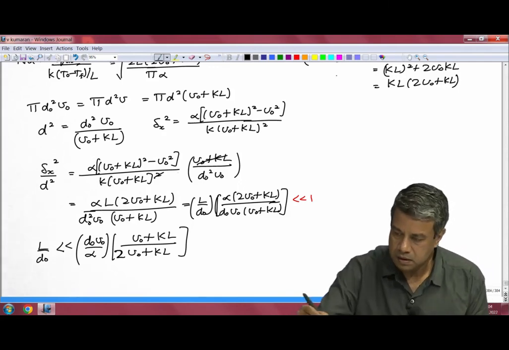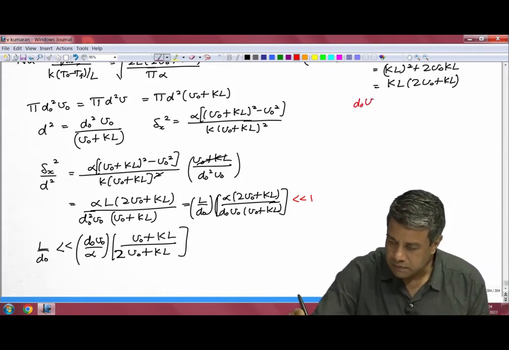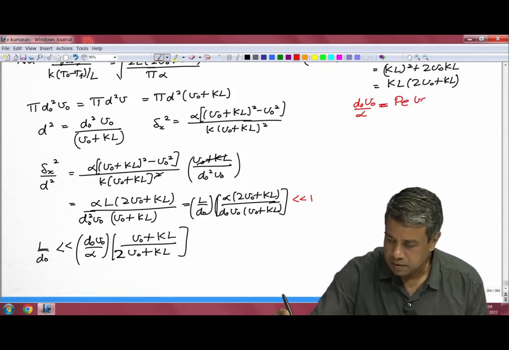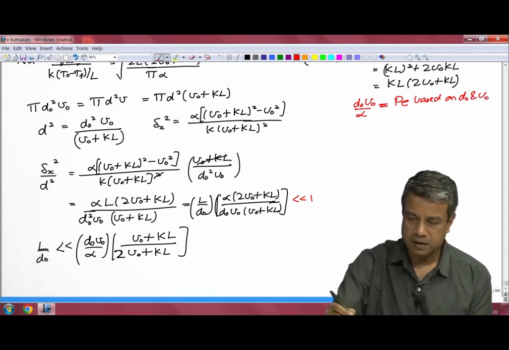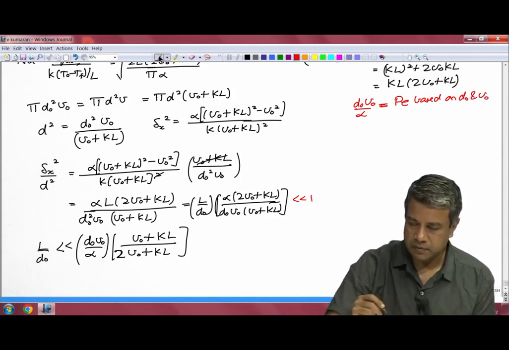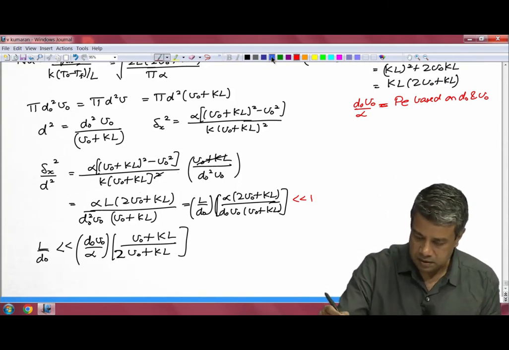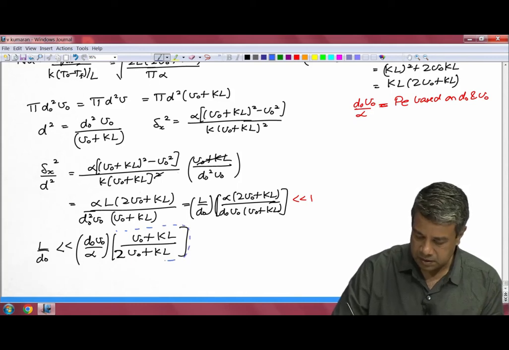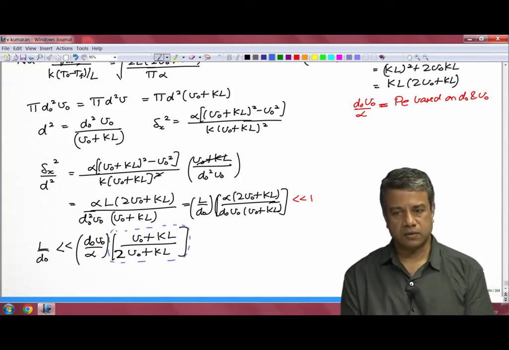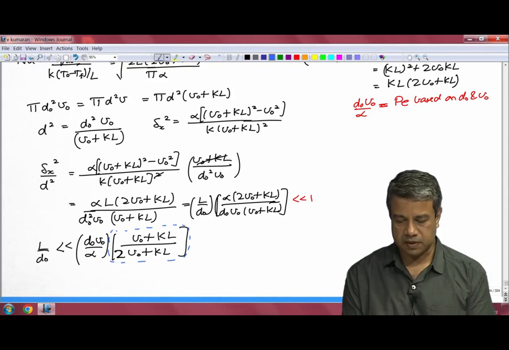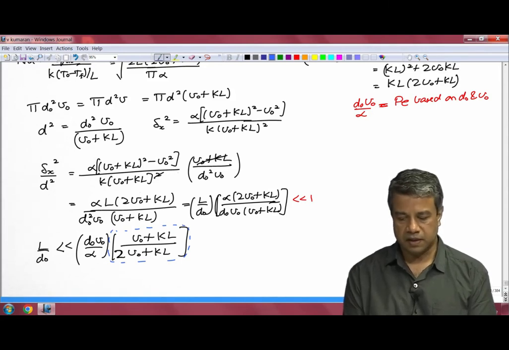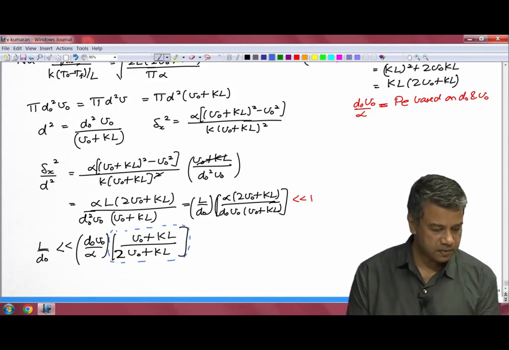Note that d naught V naught by alpha is equal to a Peclet number, based on d naught and V naught. So, the condition for the validity of the boundary layer analysis is that this Peclet number is large compared to 1. The second term here is approximately 1. It is equal to a half if K L is much smaller than V naught, and it is equal to 1 if K L is much larger than V naught. So, it is approximately equal to 1.